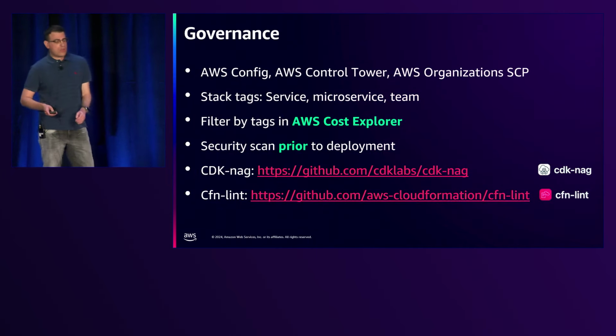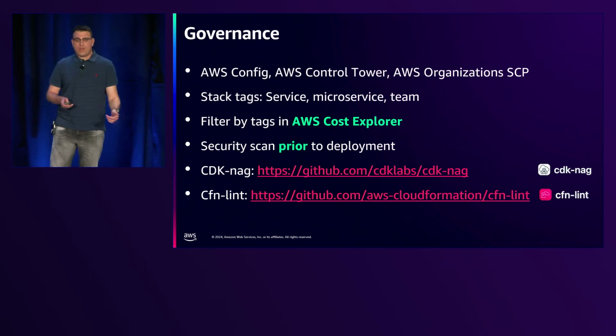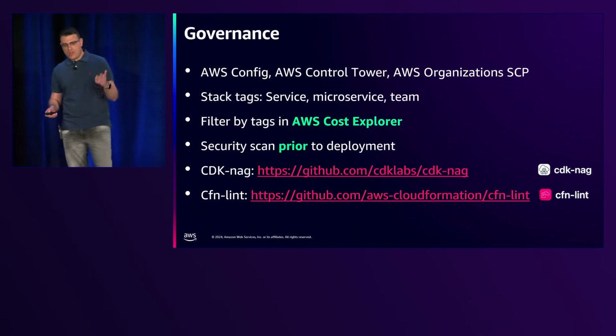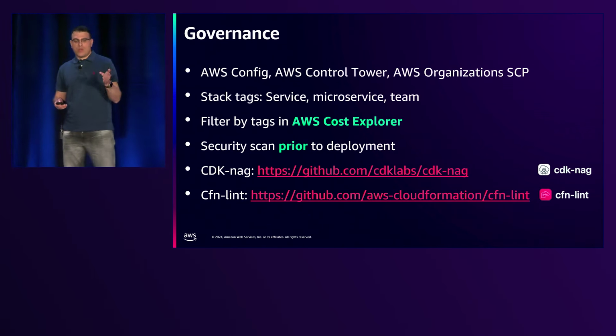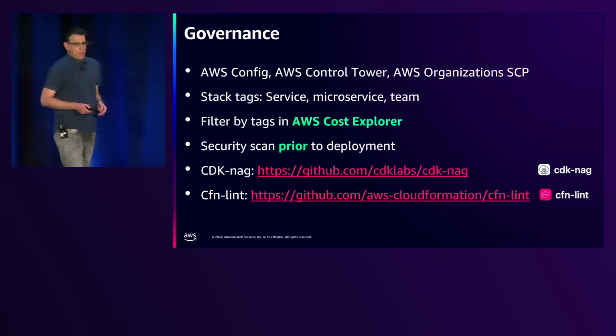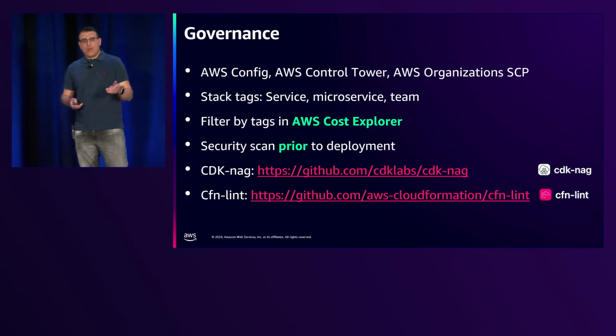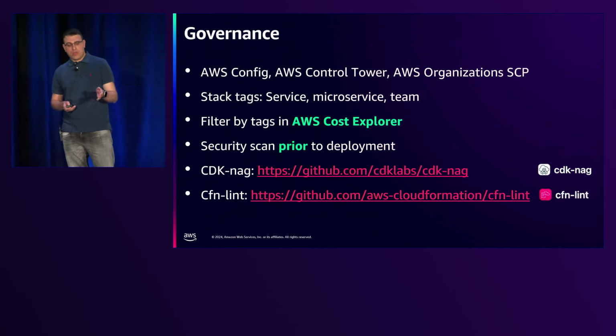Governance. Governance is also very critical. Usually, governance is taken care of by the IT and the DevOps teams in the form of AWS Config, AWS Control Tower, AWS Organizations, SCP, and they recently released RCP. But we should be aware of that, and developers should also be aware of governance. And it usually comes down to the fact that we're using stack tags.